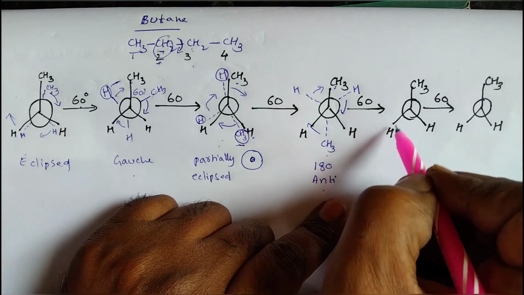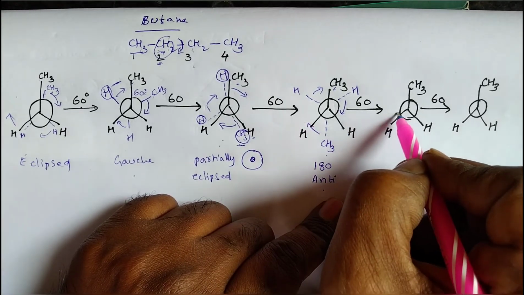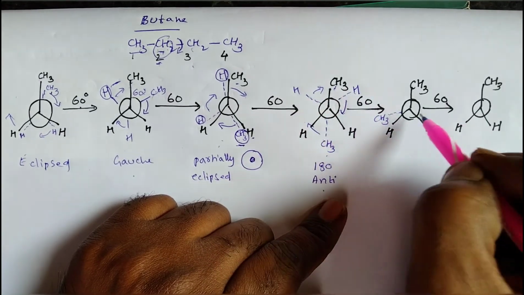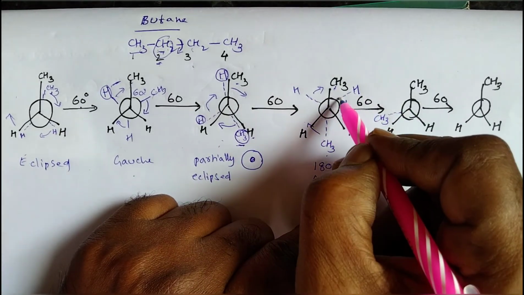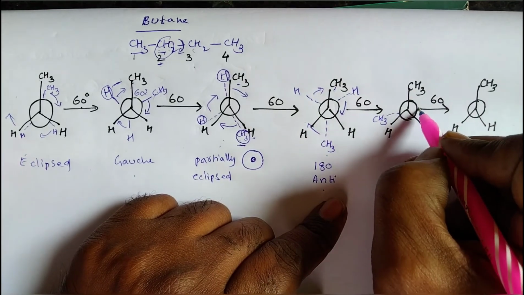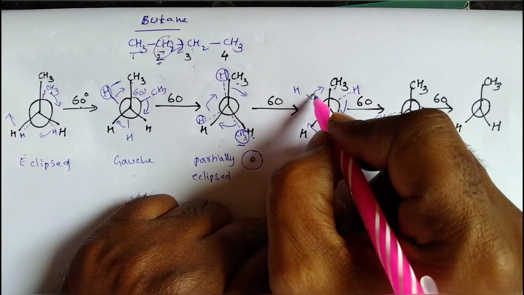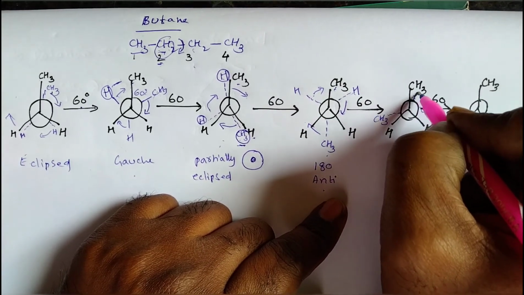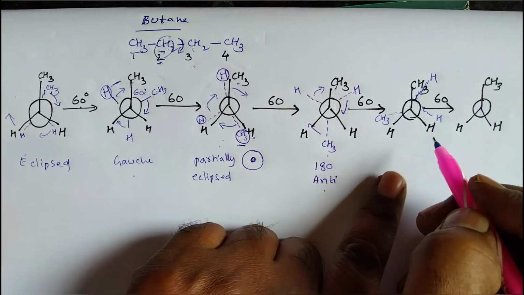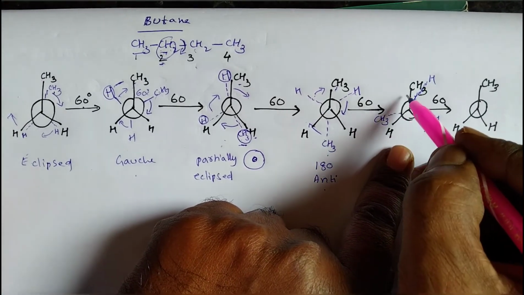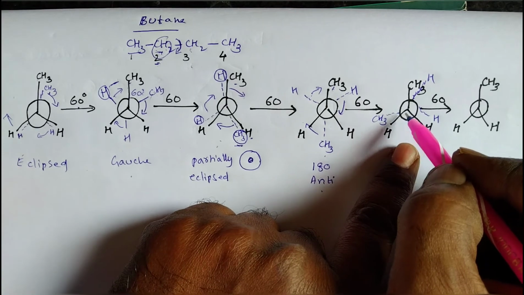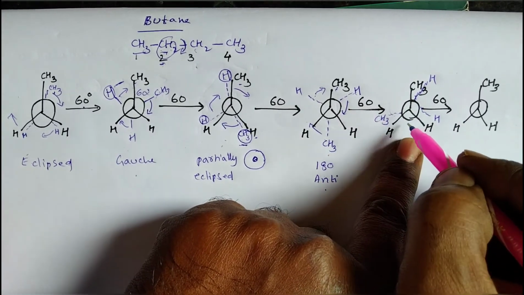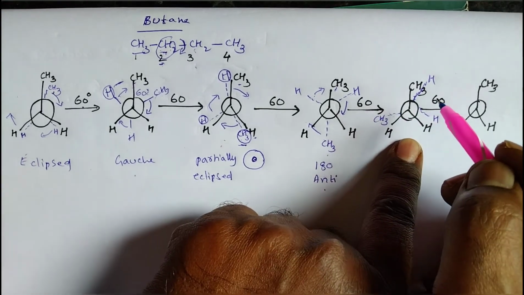So what will happen here? This methyl group, CH3, will come to this place, and this hydrogen will come to this place. This hydrogen will come here, and this hydrogen will come there, to the hydrogen place. Okay, so rotations. Again, one more rotation between these two methyl groups causes gauche. One more rotation, it causes gauche, right?